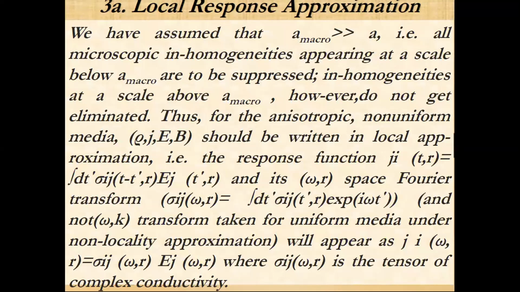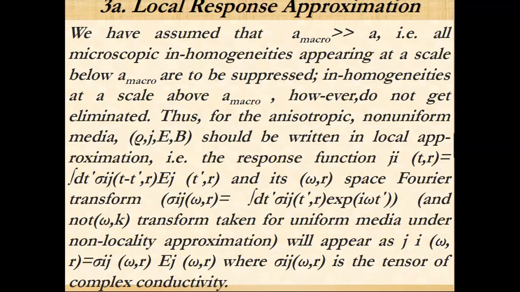We need to understand. We start with the fact that we have assumed that all fluctuations which are less than the lattice constant, or the volume corresponding to the lattice constant, have been ignored. In fact, the averaging of fluctuations has been made over a volume A macro cube. So all microscopic inhomogeneities appearing at a scale below A macro are suppressed while we do the averaging.